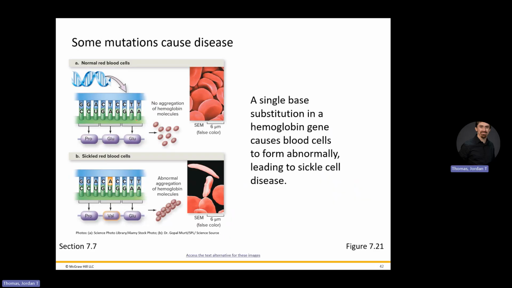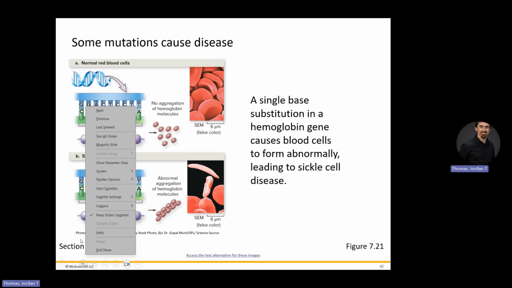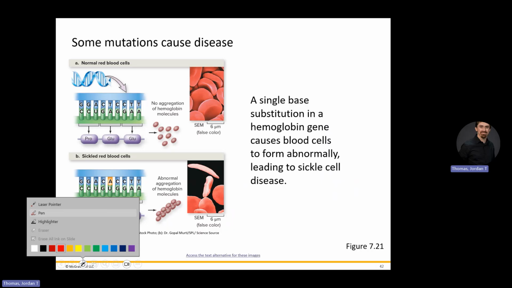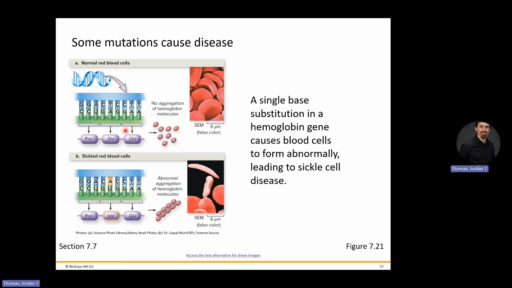So some mutations can cause disease. A single substitution in the gene for hemoglobin causes red blood cells to form abnormally, leading to sickle cell anemia. Let me go back to my pointer. So here's a gene we're looking at right now. This T is mutated to A. So the DNA is changed from T to A. When it does that, instead of getting this GLU, we get VAL.